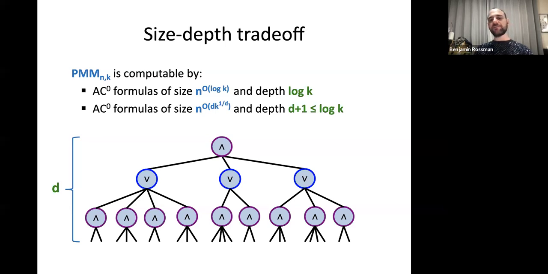And for any depth d plus 1, which is at most log k, this problem has formulas of size n to the order d times k to the 1 over d, by another very natural sort of divide and conquer algorithm.